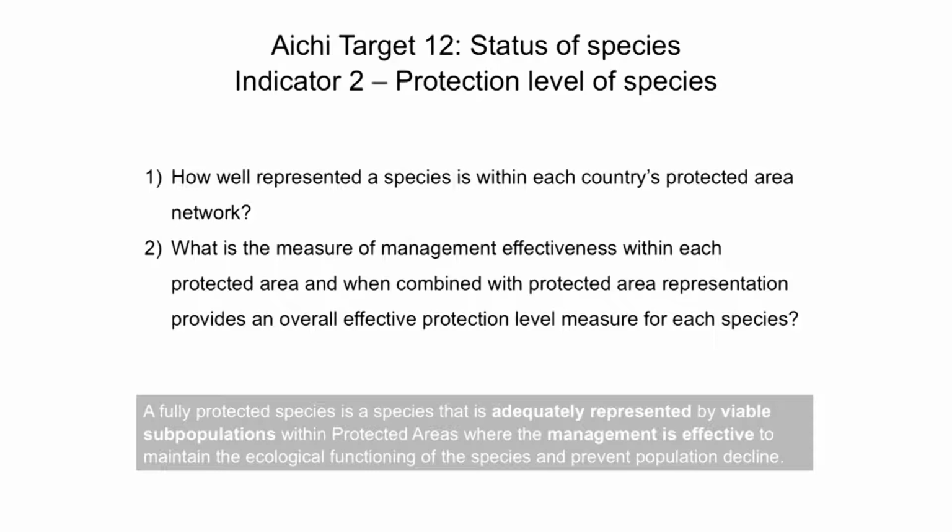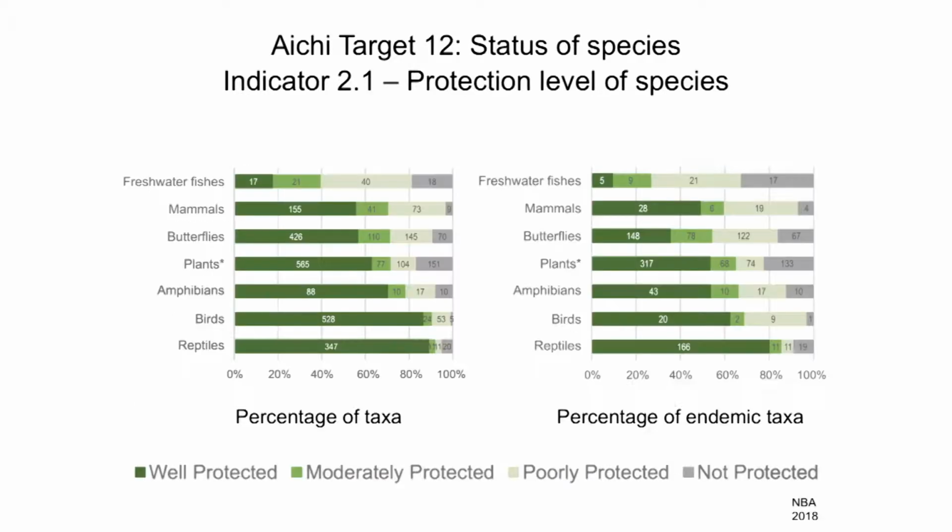And then also I'd like to detail what a protected species is. So a fully protected species is adequately represented with viable populations within the protected area and is effectively managed. And I'm detailing this, and I'll show you this in a moment. So looking at our species again, of the various taxonomic groups, these graphs show the percentage of taxa that are protected versus, that's the whole lot of taxa, and these are the endemic taxa of those particular groups.